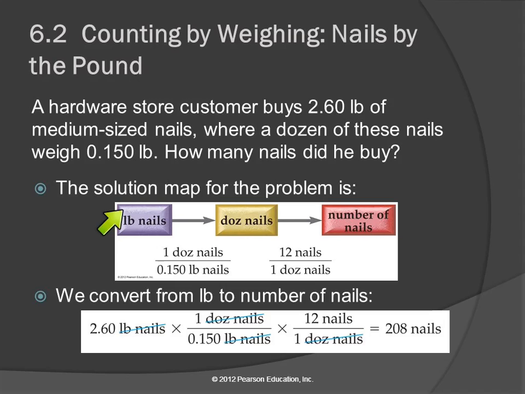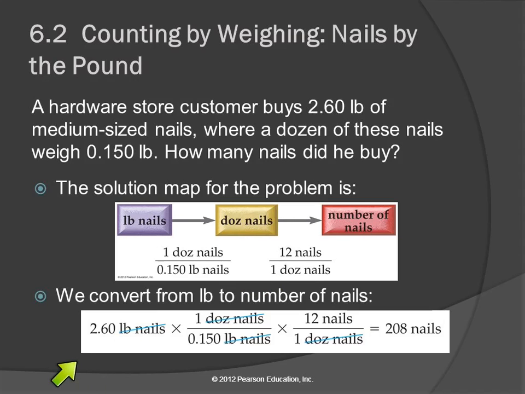So if we've got 2.60 pounds of nails, we need to figure out the number of nails. Well, this is a hidden conversion factor in the problem. A dozen nails is 0.150 pounds. 1 dozen nails is 0.150 pounds. And then we know that 12 nails are in a dozen. A dozen is always 12 things.